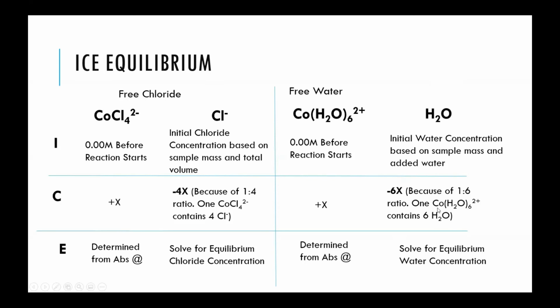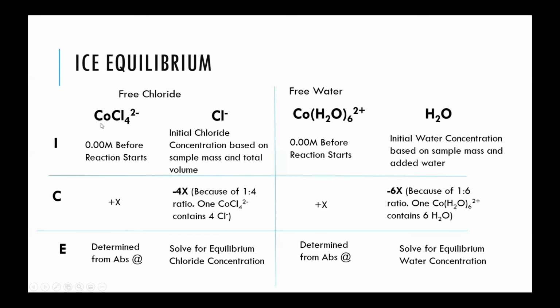For every one of these cobalt hexaaquo complexes, there are 6 water molecules associated with that. So if you know the starting initial concentration of water and subtract 6 times the equilibrium concentration of the cobalt hexaaquo complex, you obtain the equilibrium concentration of water, the free-floating water that is still throughout that test tube, still throughout that solution.